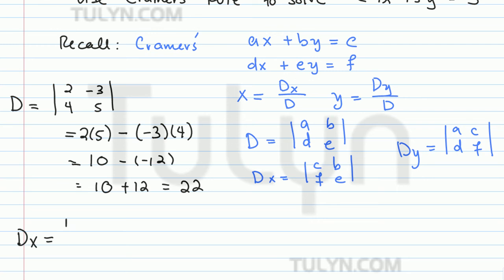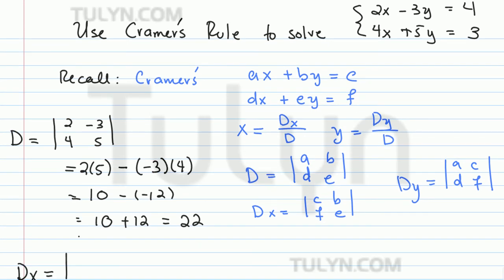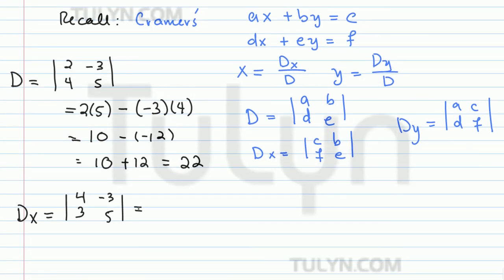Now Dx is the coefficients for x are replaced by the constant terms, and then we write the coefficients for y as normal. So this becomes 4, 3 is the first column, and then negative 3, 5 is the second column. So solving that, we'll cross multiply. 4 times 5 is 20, minus negative 3 times 3, that's negative 9. So that's 20 plus 9, which is 29.